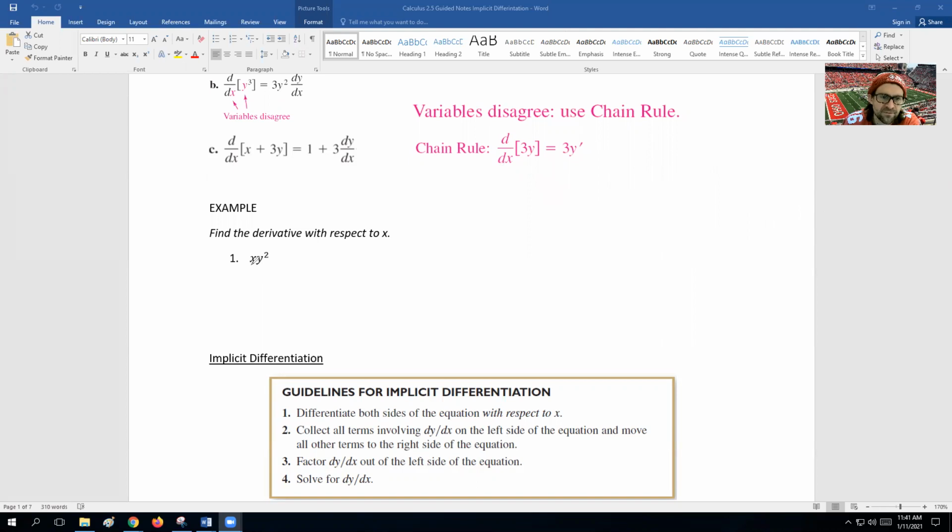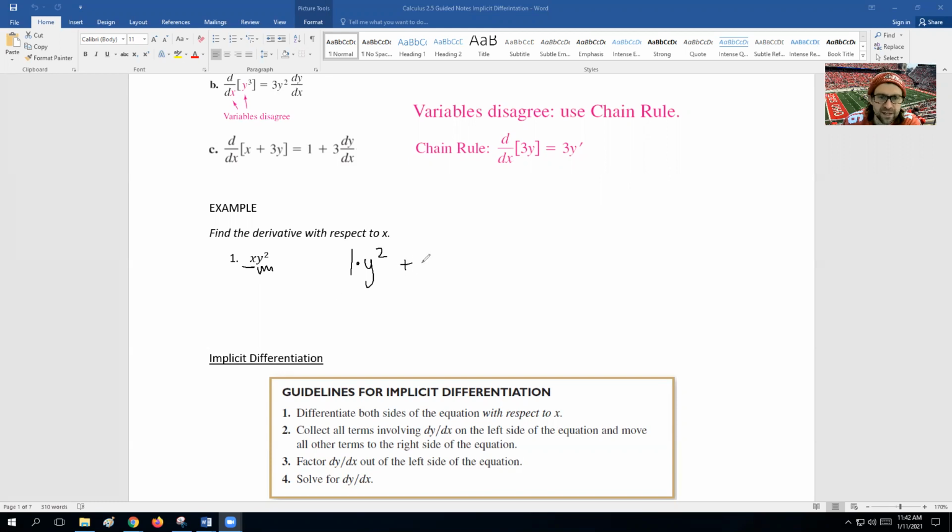Okay, so let's go through this problem here. How do we take the derivative of x times y squared? Well, since it is two things separately, technically we need to do the product rule. So let's take the derivative of x. The derivative of x is 1. It matches if we were going to take it with respect to x, so we're going to leave the y squared alone. So 1 times y squared.